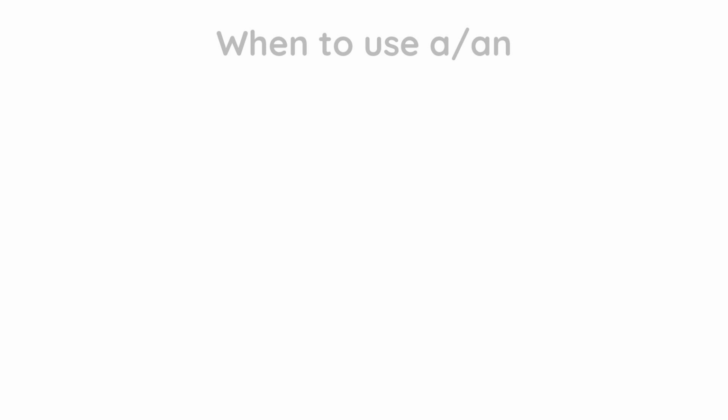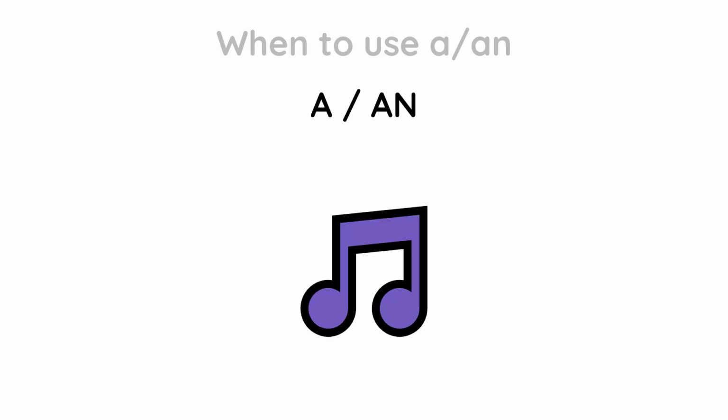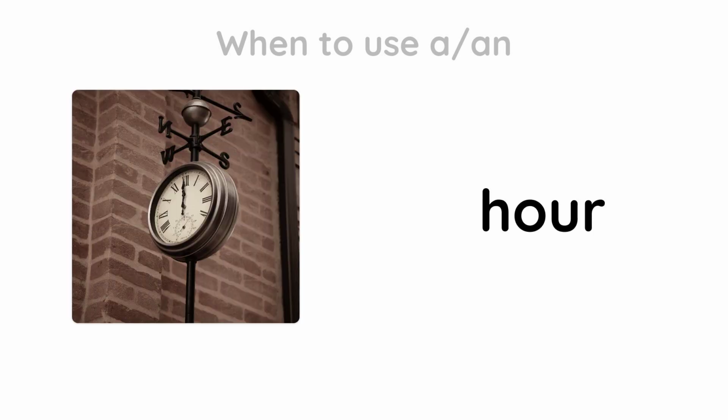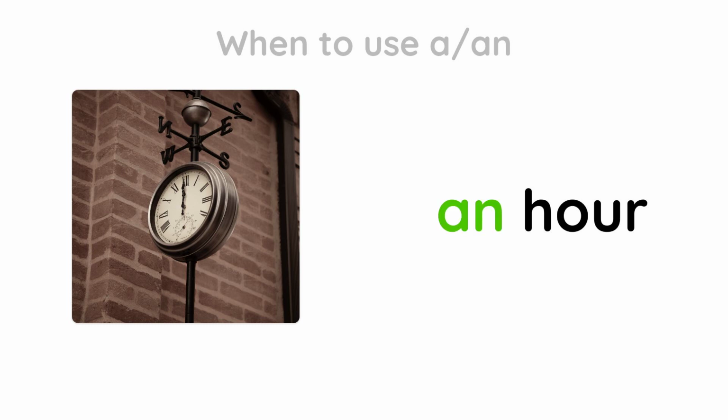It's important to remember that we use a and an based on how the word sounds, not based on how you write the word. Let's take the word hour. The first letter is h, which is a consonant, but when we pronounce the word hour, the first letter sounds like a vowel. Therefore, we would say an hour. Again, it is because of how the word sounds and not because of how it is written.